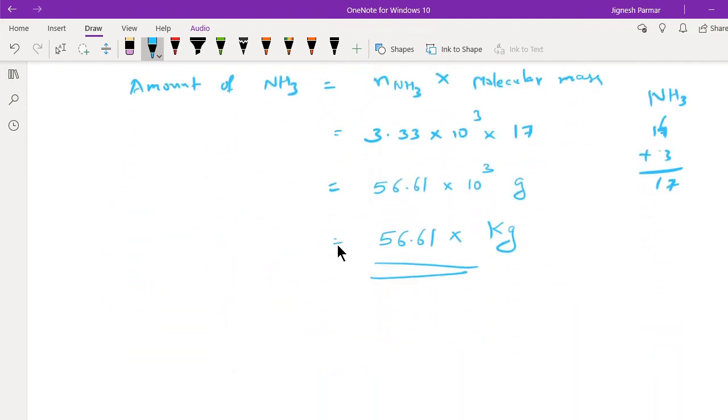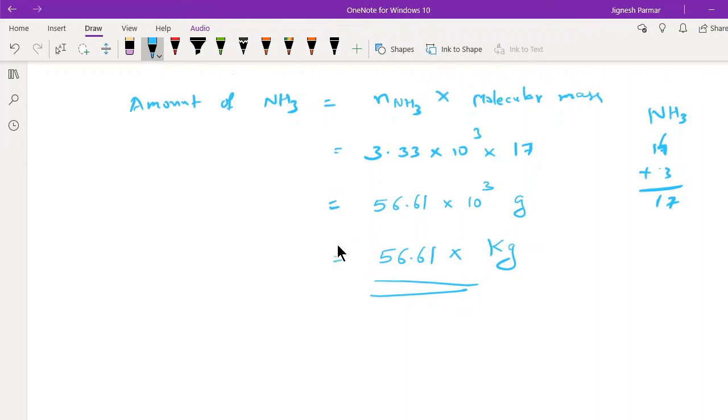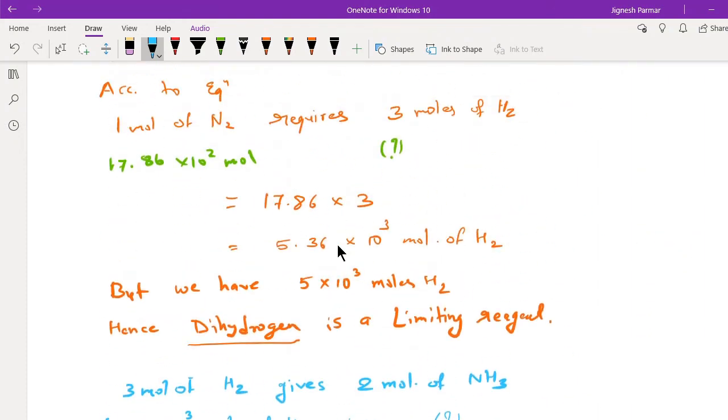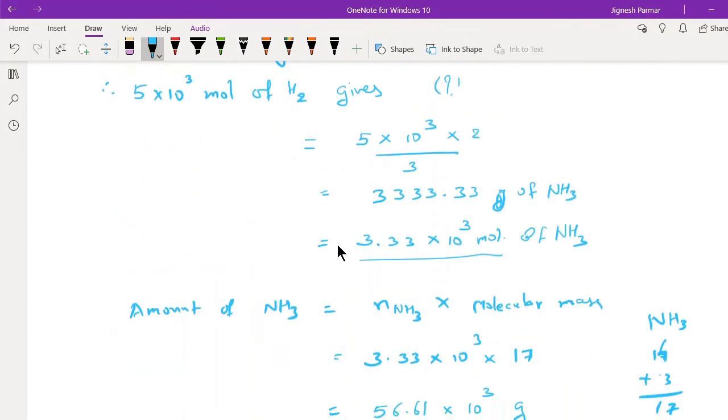The same kind of example is given in the exercise. Please watch this video 2-3 times, write down this equation and the numerical in your notebook, and after writing this, please solve the numerical given in the exercise. Thank you.